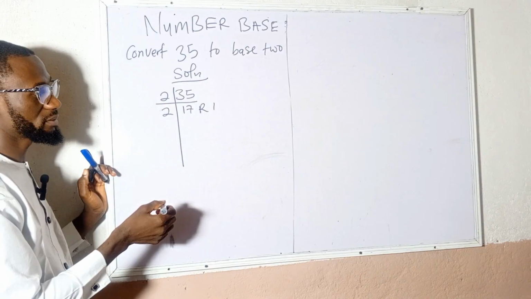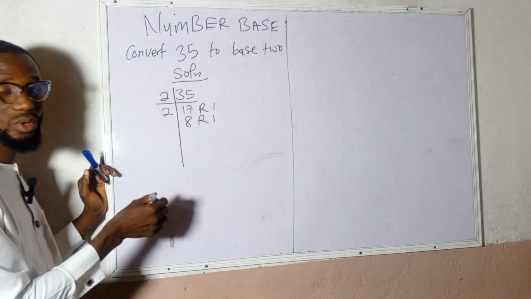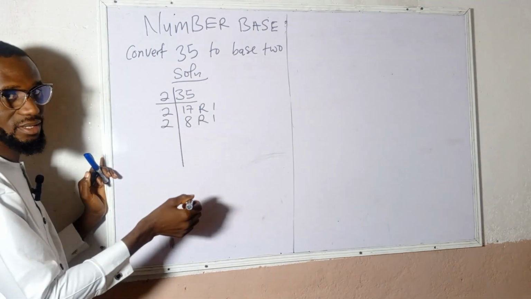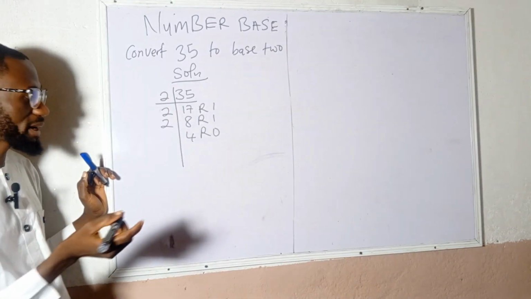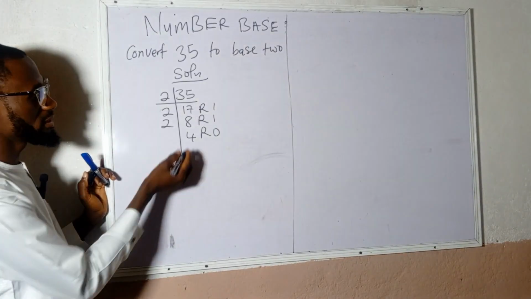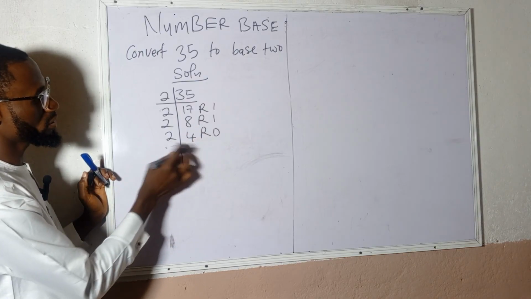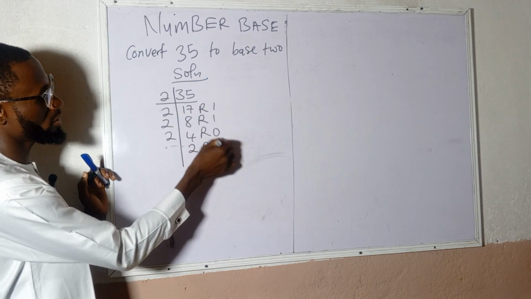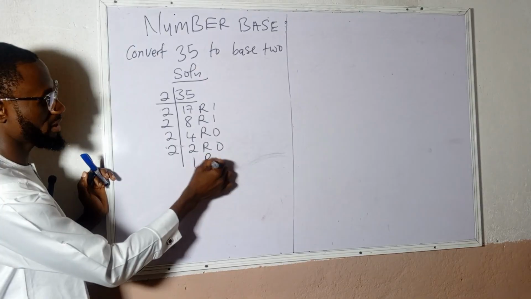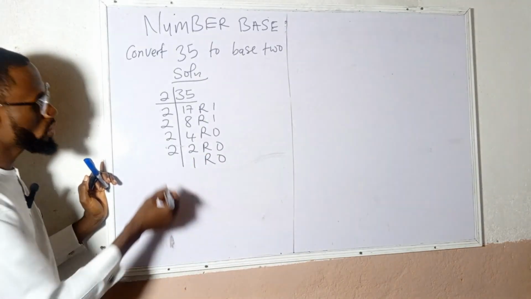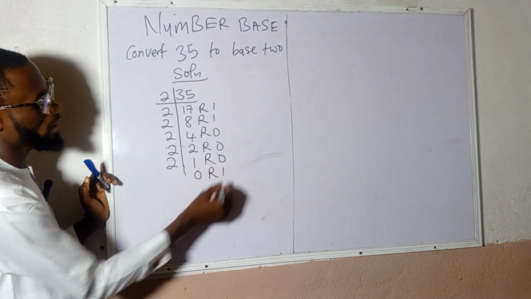Then 2 into 17, we have 8 remainder 1 also. 2 into 8, we have 4 remainder 0. You can keep dividing the number. Then 2 into 4, we have 2 remainder 0 also. 2 into 2, we have 1 remainder 0. Then 2 into 1, we have 0 remainder 1.